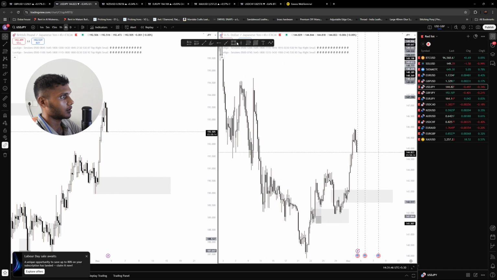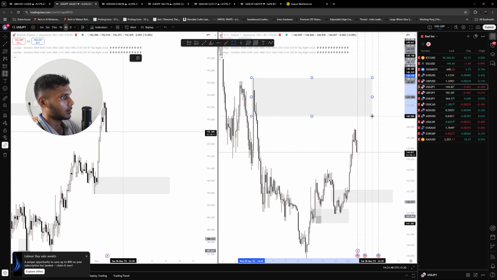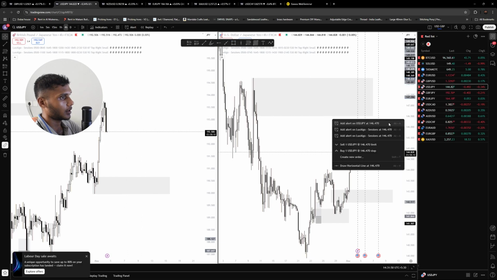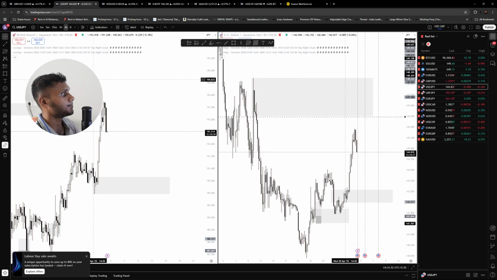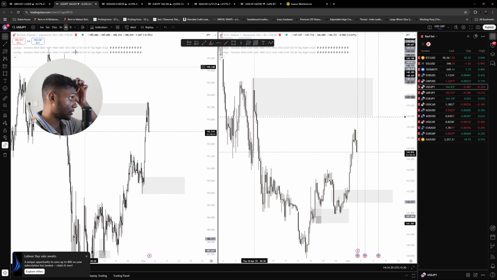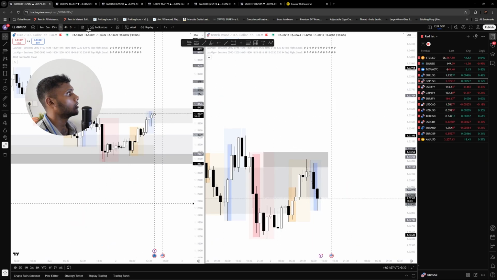Long way to go for both these trades, but there's something here, so we could look at it when it comes here. Let's place an alert here. Same here.